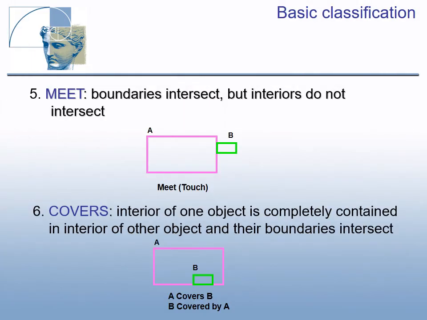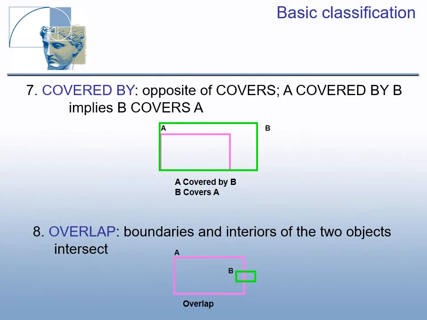The fifth relation is meet, when boundaries intersect but interiors do not intersect. The sixth relation is covers, when interior of one object is completely contained in the interior of other object, and their boundaries intersect. The seventh relation is covered by, its opposite of covers, when A covered by B implies B covers A. The eighth relation is overlap, when boundaries and interiors of two objects intersect.